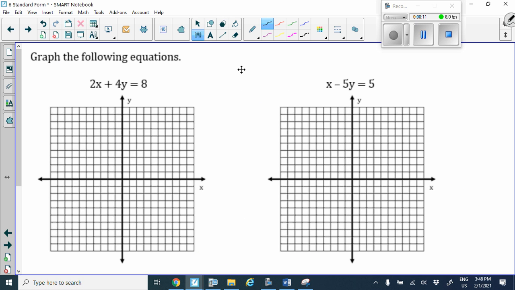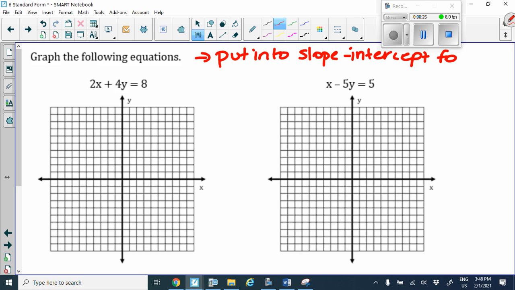Okay, so when we are graphing in standard form, what you will need to do is put it into slope-intercept form. And remember, slope-intercept form, that means we have slope and the y-intercept: y equals mx plus b. So when we are putting it in that slope-intercept form, we should always solve for y.